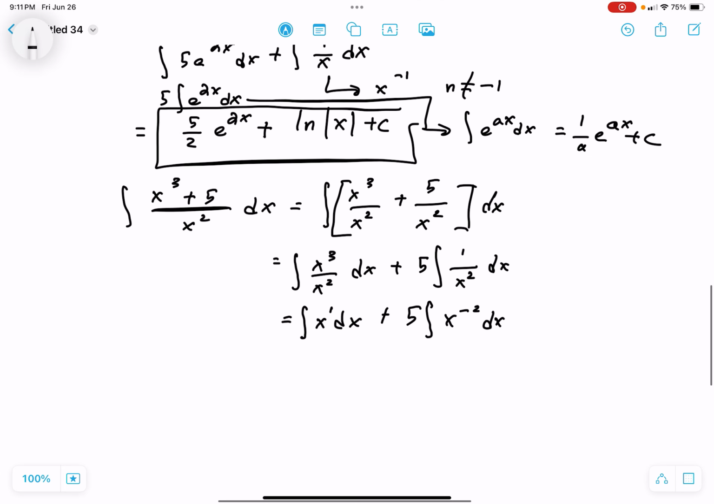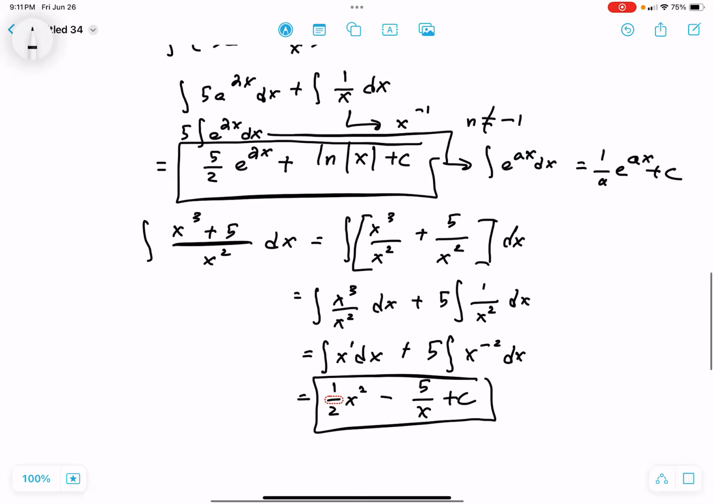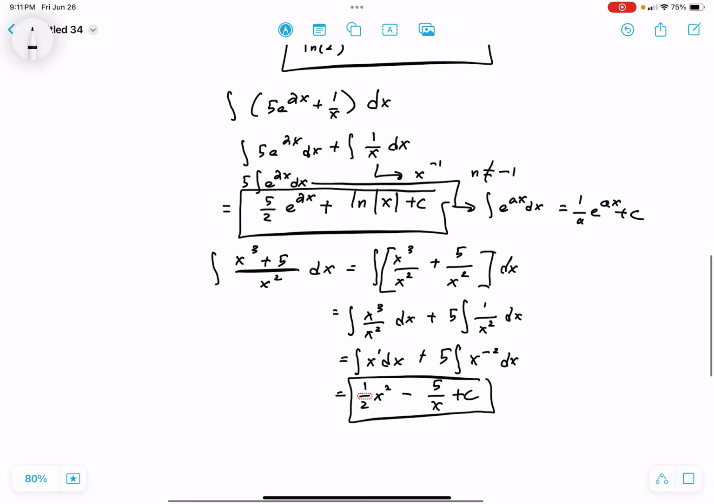Now, simply, I just have to use the power rule. This is going to be equal to 1/2 x squared minus 5 over x, because the integral of x to the negative 2 is x to the negative 1 over negative 1, or negative 1 over x. And then you can never forget to add on that c. And there are our 4 integrals and their answers.